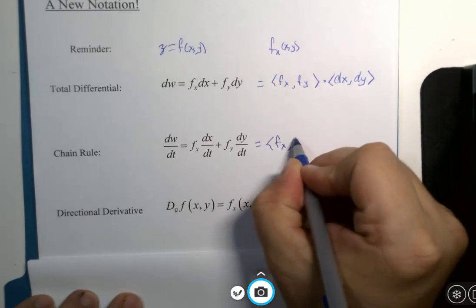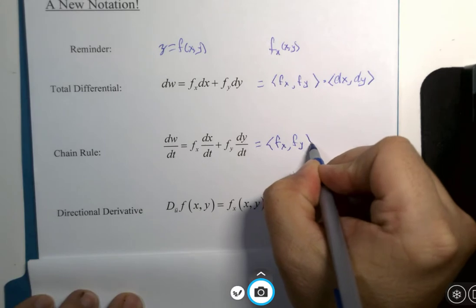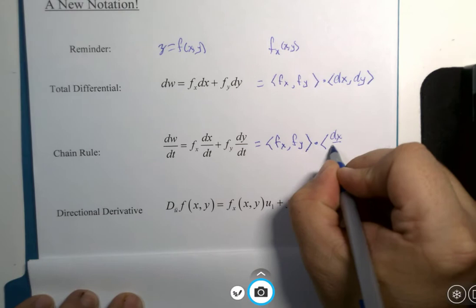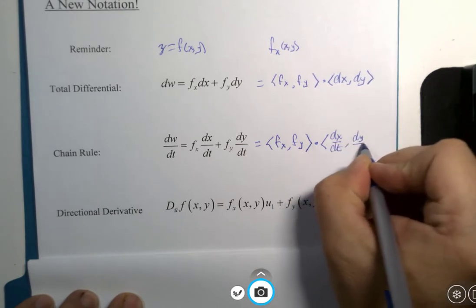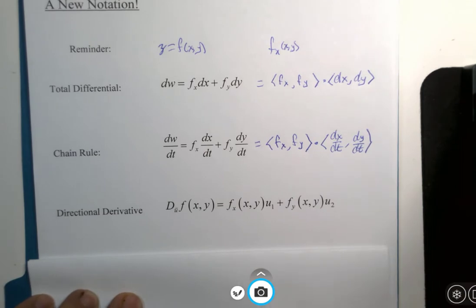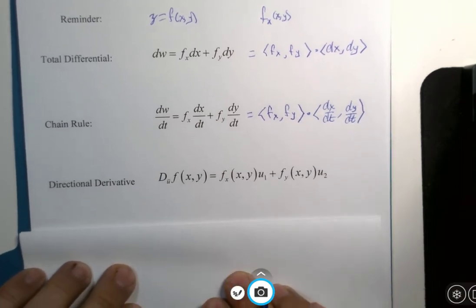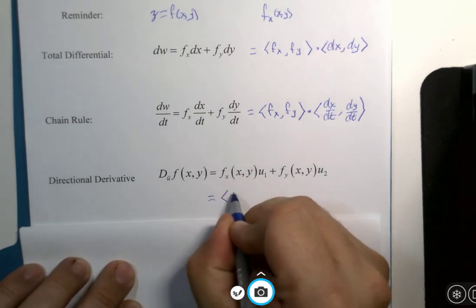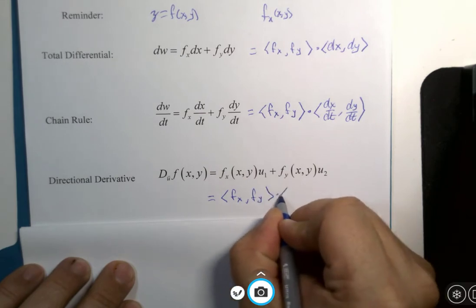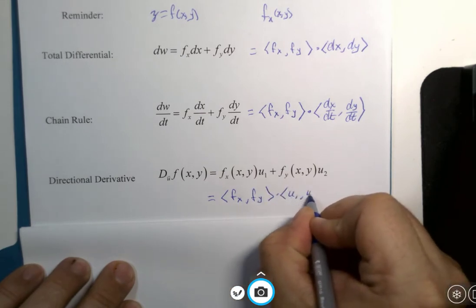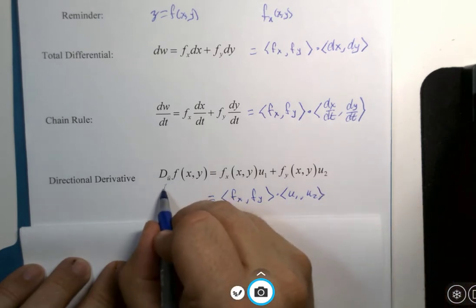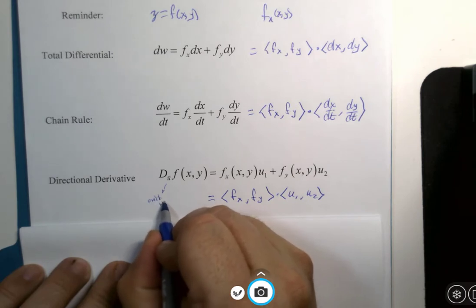But again, it was the dot product of a vector that had the partial derivatives in it with, in this case, dx/dt, dy/dt. And for the directional derivative, again, more of the same: the dot product of the x partial derivative, y partial derivative with the vector whose components are u1, u2, or simply called the vector u, which was a unit vector.